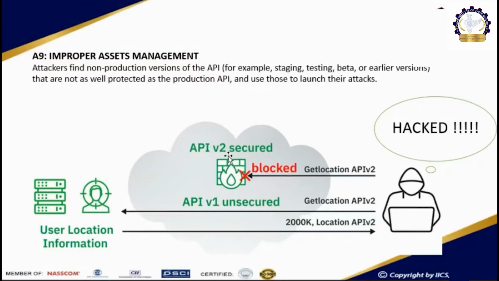So if we have v2, that means there is a version 1 also, which is not secured. After an attack, the company built that firewall in v2. But what happens if v1 is still in use? Meaning the developers or the team forgot, or a misconfiguration happened, and API v1 is still in use. So the hacker will try to bypass that request, that payload, to v1 and get the content.